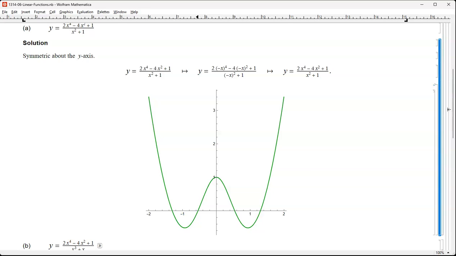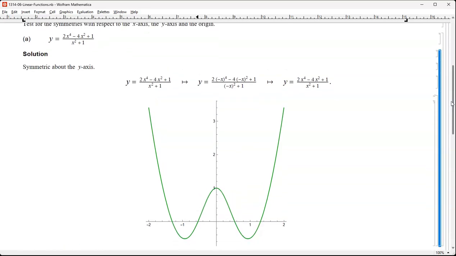So there's no way I'm going to get a symmetry by the x-axis. But symmetry by the y-axis, that's the question here, and yes, you can check. Graph confirms that too. Substitute x by negative x and simplify. Do we get the same thing? The answer is yes, and look at the graph.